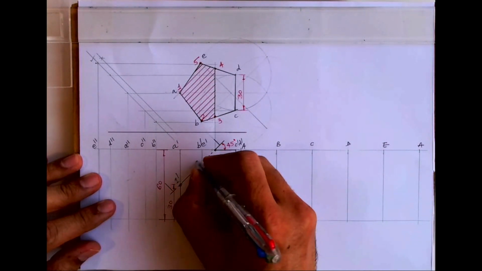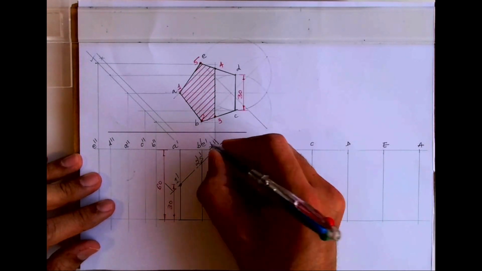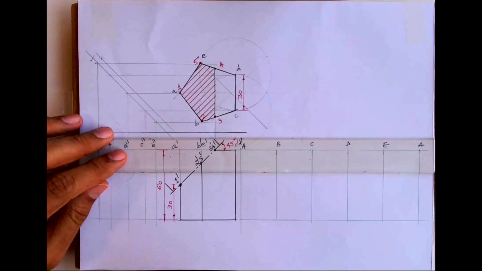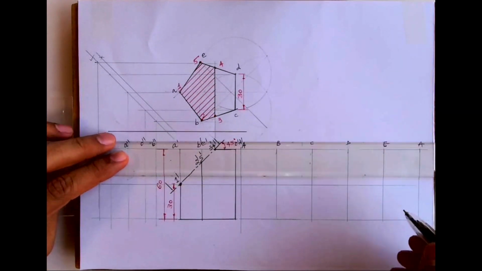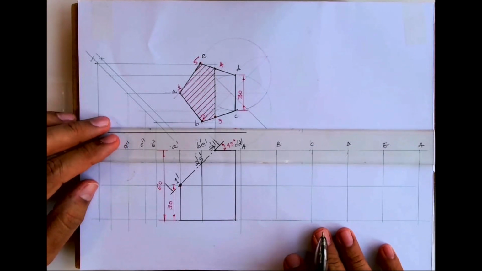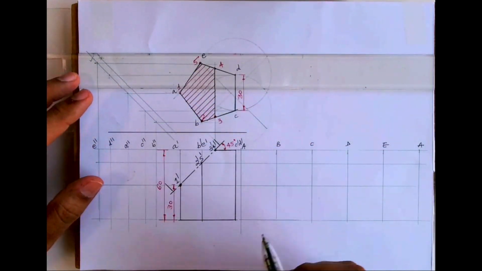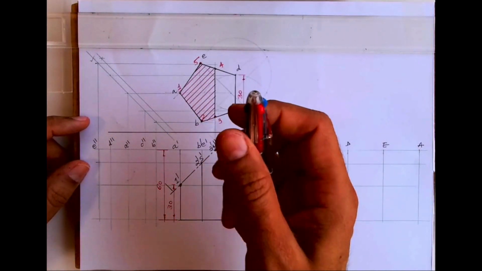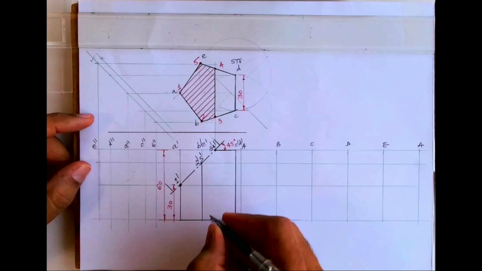This is 1 dash, 2 dash, 5 dash, 3 dash, 4 dash. Now what I need to do, I need to draw a horizontal line. So I'll draw a horizontal line from 1 dash. From 2 and 5 I will draw a horizontal line. Now we'll mark the points. This is the sectional top view.